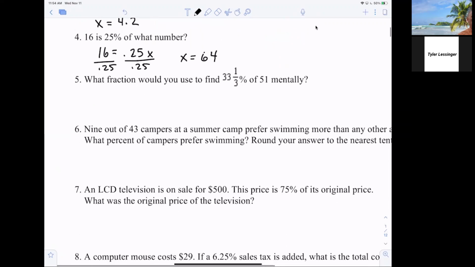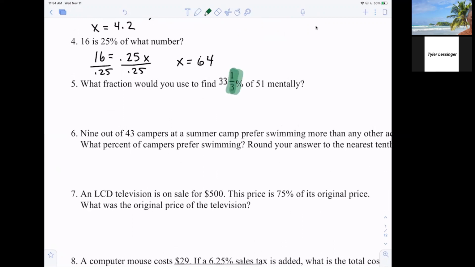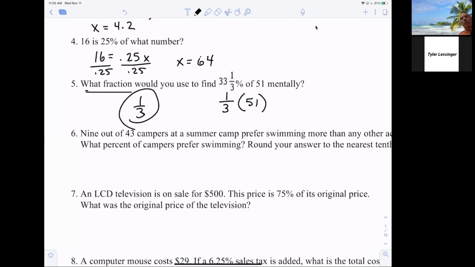Now everybody should highlight 33 1/3%. 33 1/3% is the same as the fraction 1/3. So we're really just taking 1/3 times 51. No, it's 1/3. They're just asking for the fraction. What fraction? You would use the fraction 1/3. You hear me? Everybody good on that?